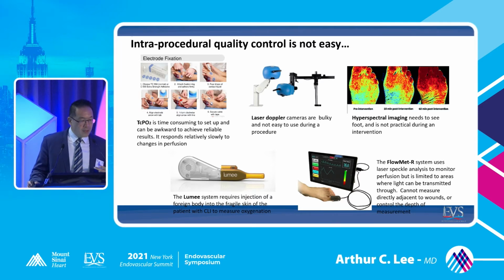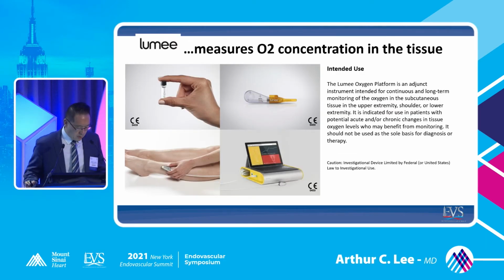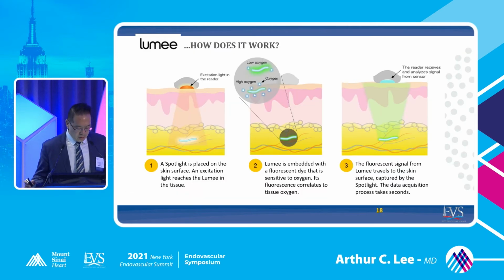We did have an injectable sensor called the Lumi, which, unfortunately, through COVID, they've abandoned that project, but that did give us some information that was quick and reliable. And then Dr. Razavi talked about the FlowMet system, which is a laser speckle tracking system that shows us some flow. But again, you have to have a toe to put that on. Here's the Lumi, again, which has been abandoned for now. I think it is available in Europe and not in the United States. And again, it's just an injectable sensor that can be read on the outside and can be read continuously.